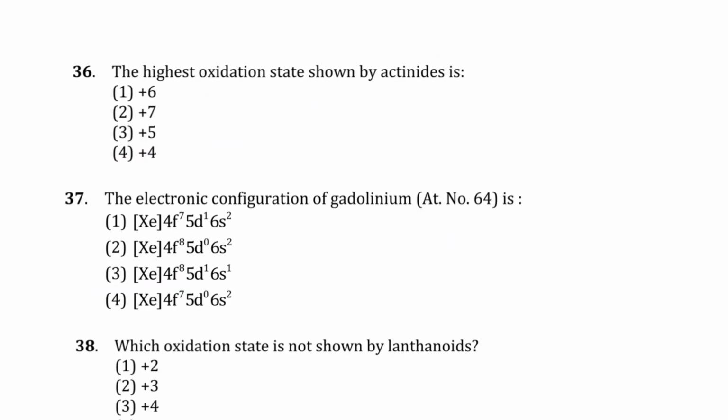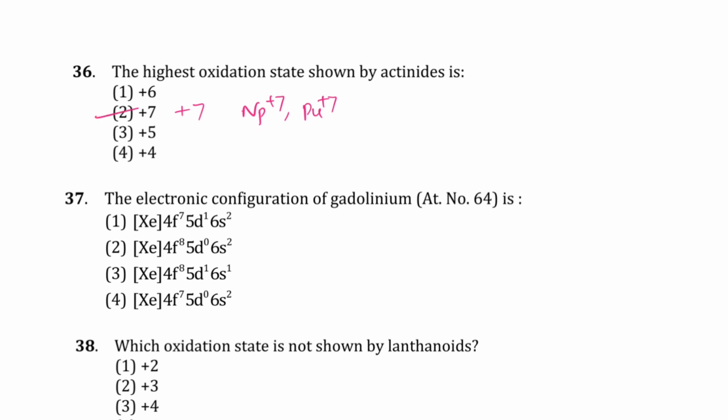Then 36. The highest oxidation state shown by actinides is generally plus 7. Neptunium shows plus 7, and plutonium shows plus 7, which is the highest. So it is the second option.